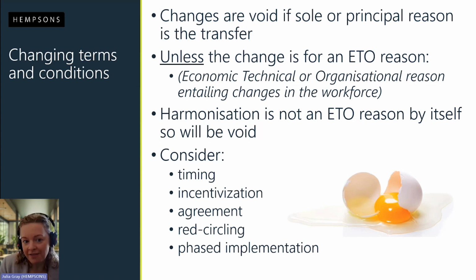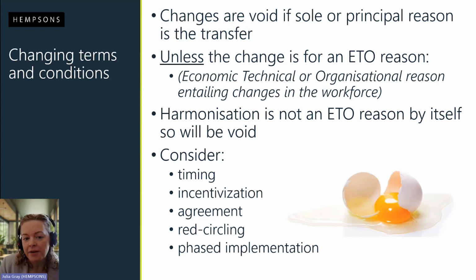If you do not have an ETO reason, then there are some ways that you can avoid or reduce the risk of harmonisation being void and unlawful. First of all, how much time has passed since the transfer? The more time that passes, the less likely the changes that you're wanting to make will be seen as being linked to the transfer. But it's a big but. There is no safe period of time. Even 2-3 years after the transfer, if the changes that you're making when harmonising can still be linked back to the transfer, then they'll still be invalid and void.